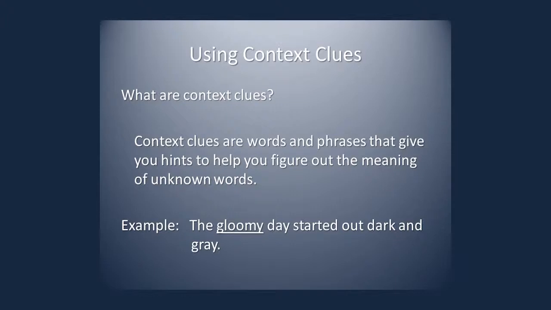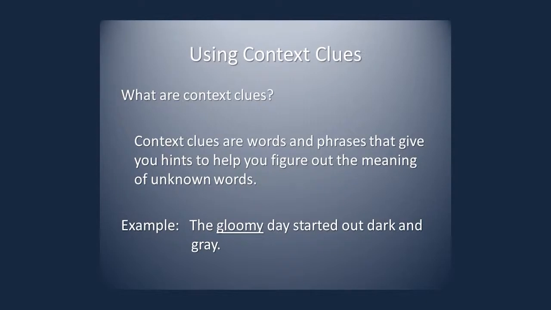For example, look at the sentence here. The gloomy day started out dark and gray. If you didn't know the meaning of the word gloomy, you could use context clues to help you figure it out. Words like dark and gray are clues. They help you determine that a gloomy day is one that is dark and depressing.